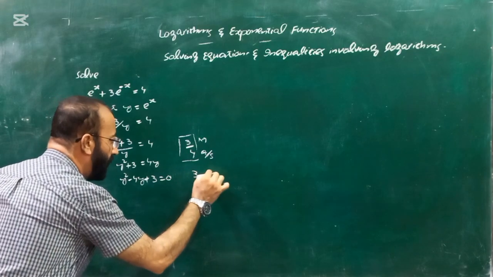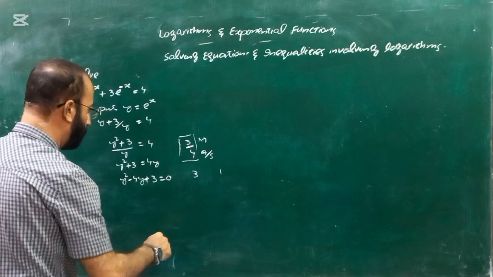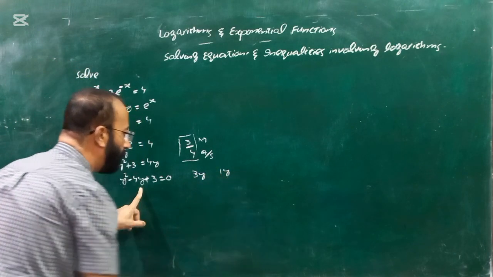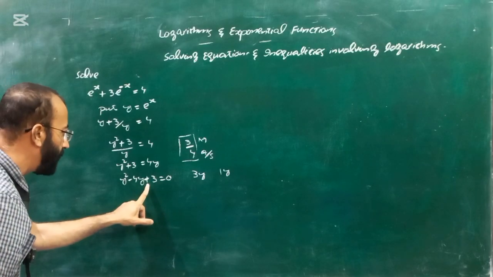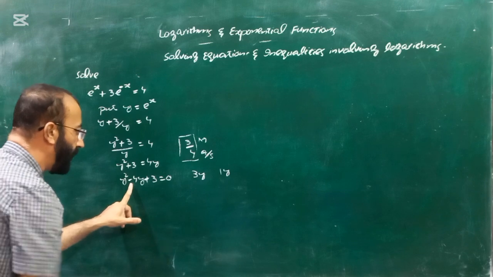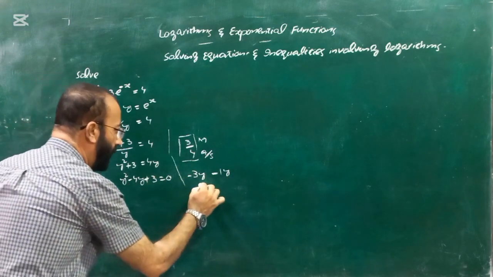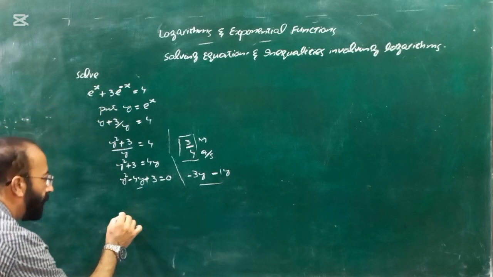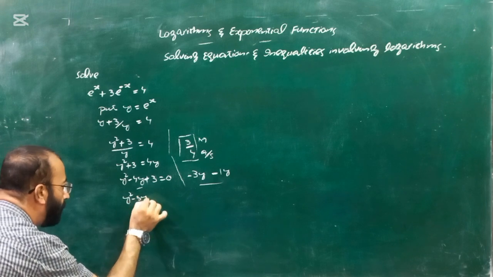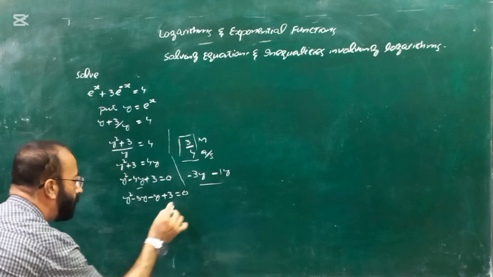So these numbers are 3 and 1, because 3 times 1 is 3 and 3 plus 1 will make 4. Write the variable of the central term with both of these two values. This sign is telling us that these two values will have the same sign, and this is telling us that both values will have a minus sign. So now write these two values in place of this one. So y square minus 3y minus y plus 3 is equal to 0.